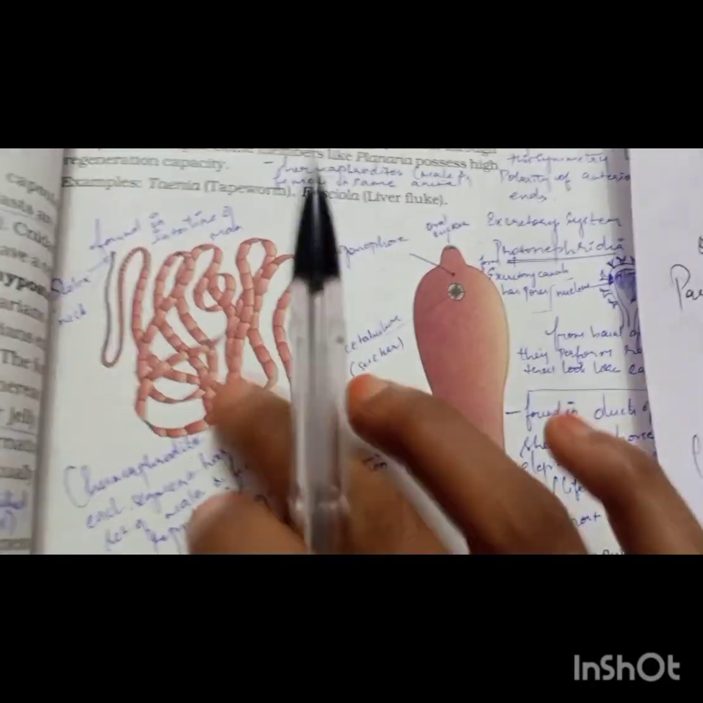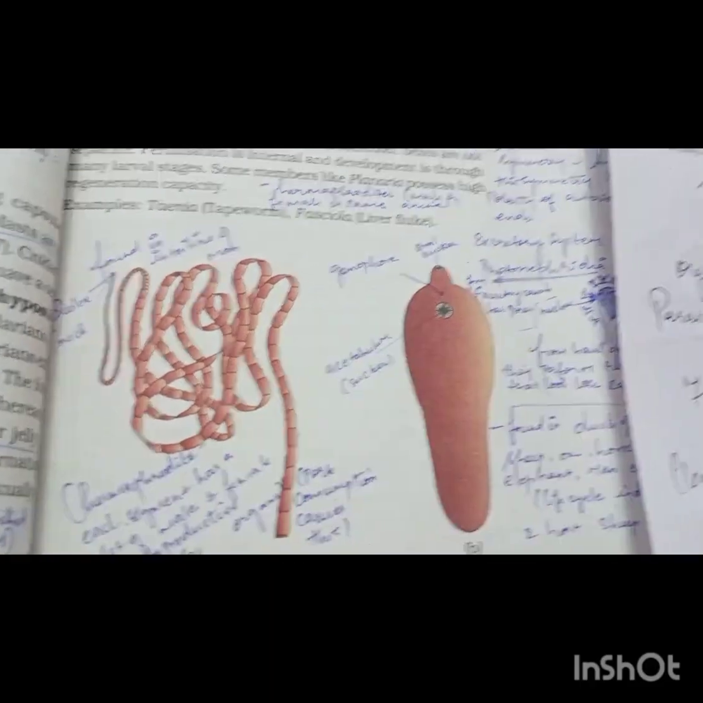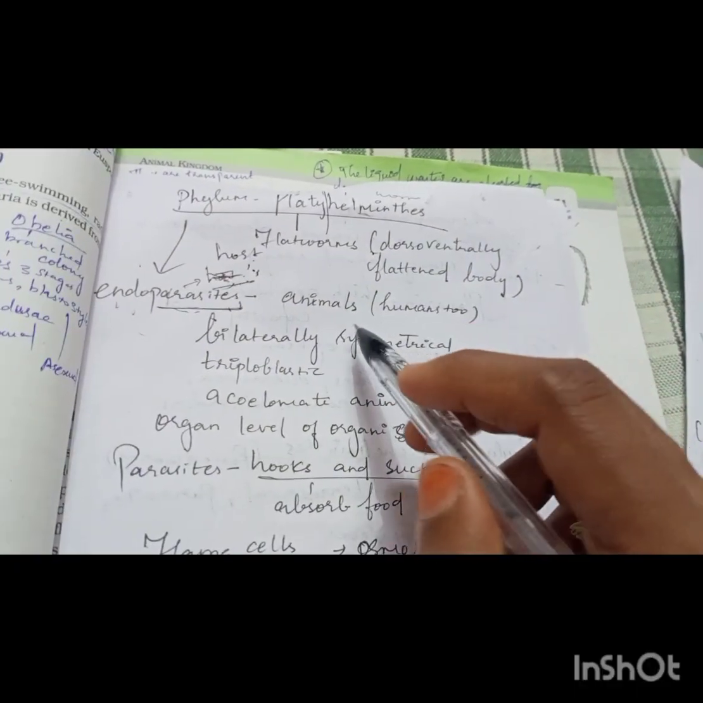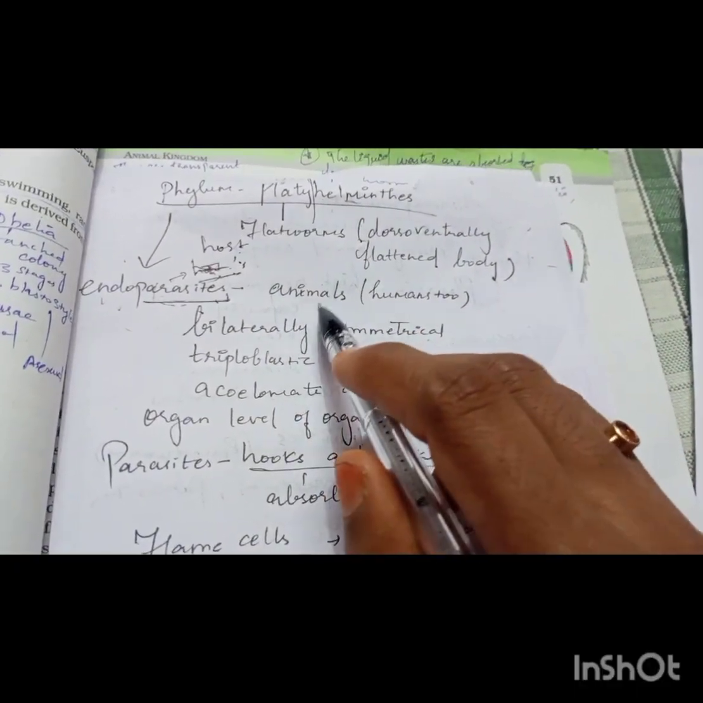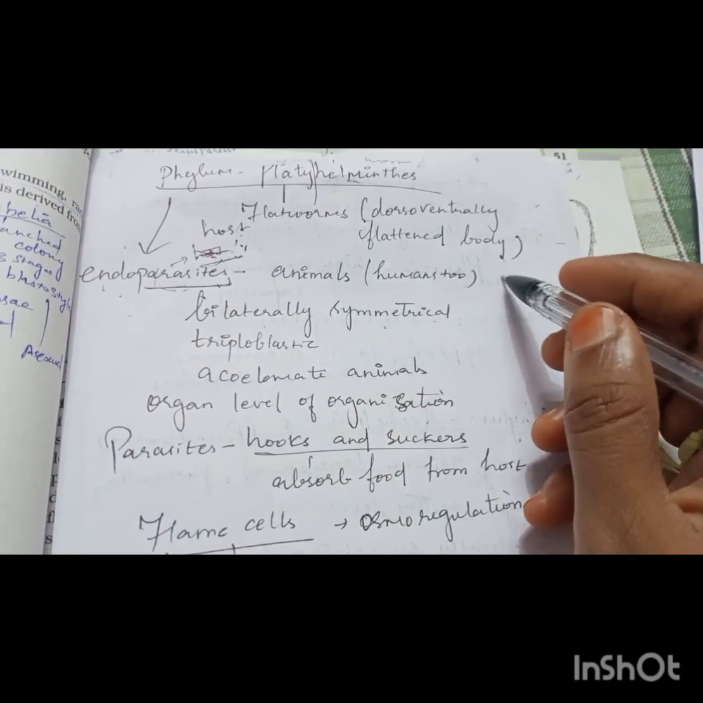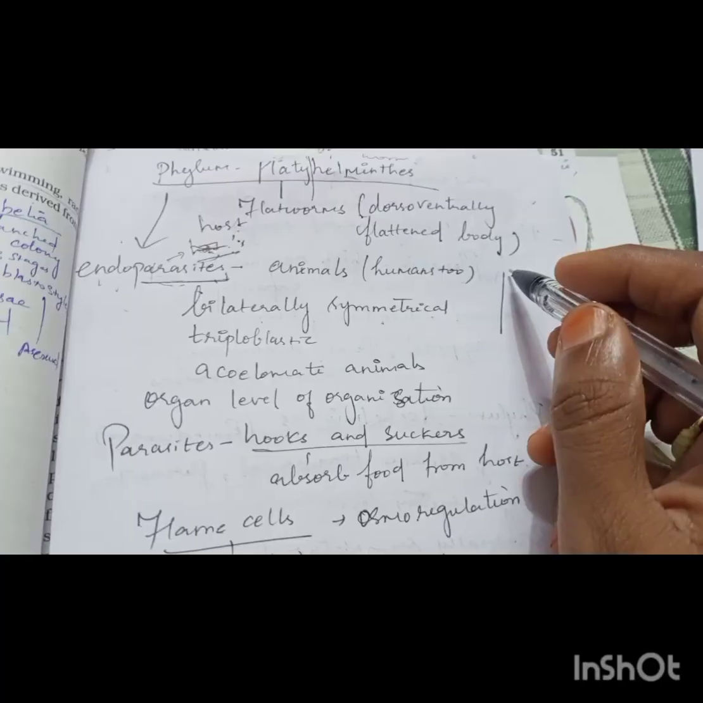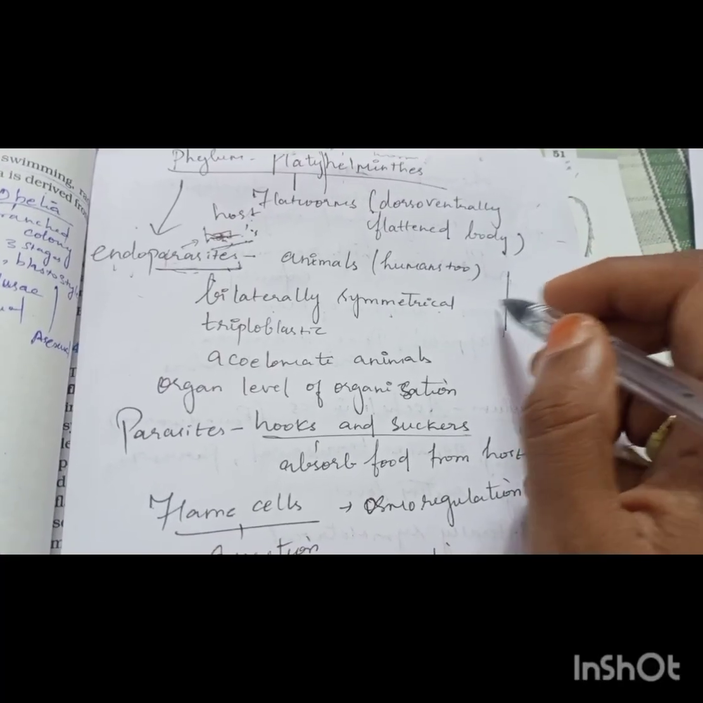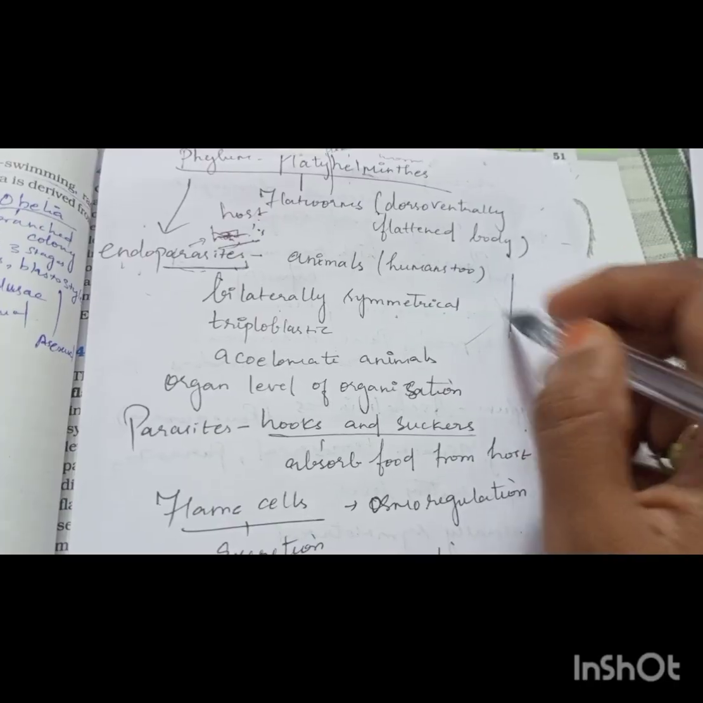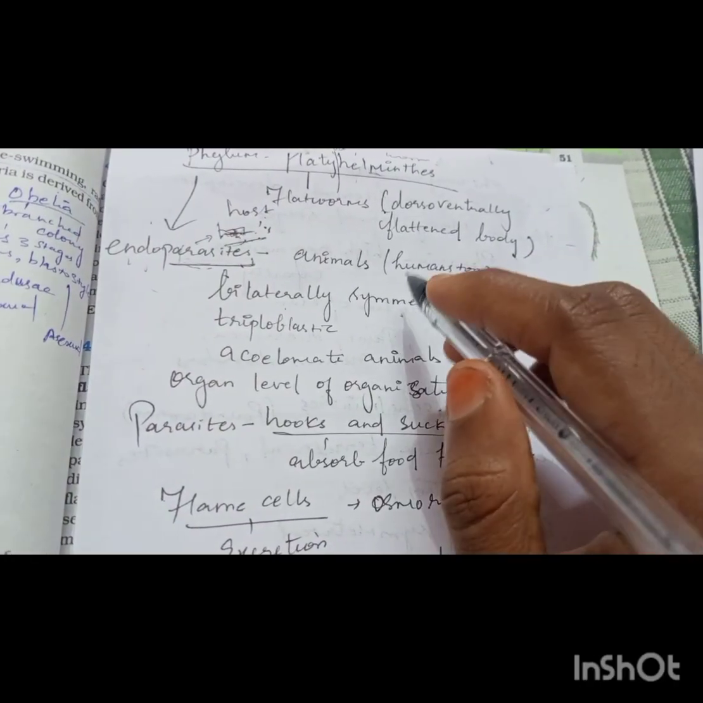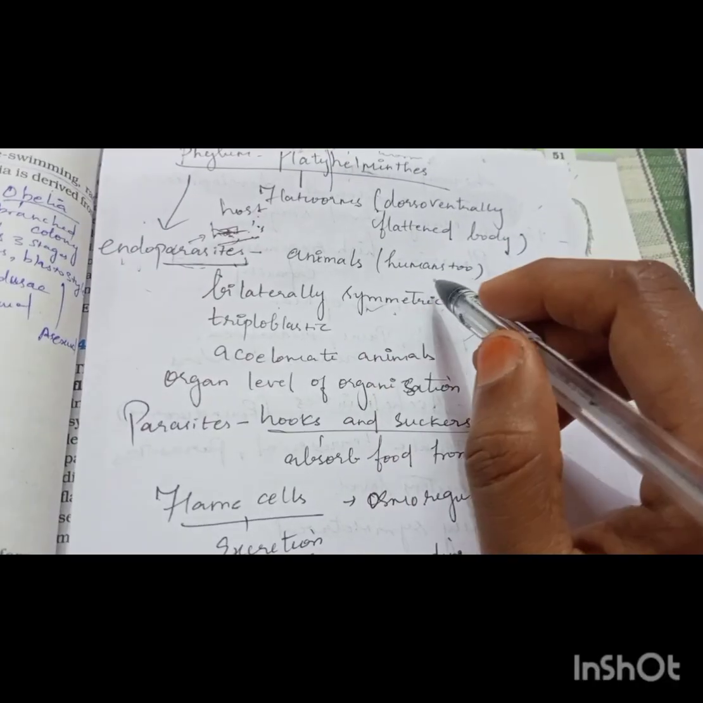So these parasites live inside the body of the host. You can see a tapeworm here. It will live in the intestine of humans. They are found as endoparasites in animals, including humans. The body is bilaterally symmetrical. That is, if you cut in only one plane, it will give two equal halves. In any other plane, you will never get equal halves. Hence, it is bilaterally symmetrical.